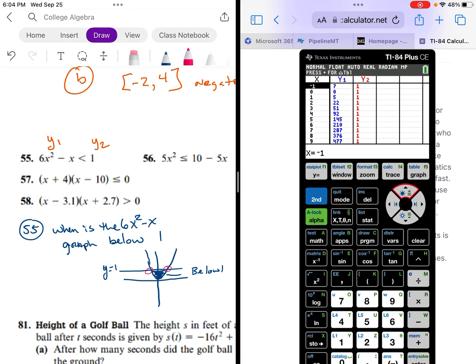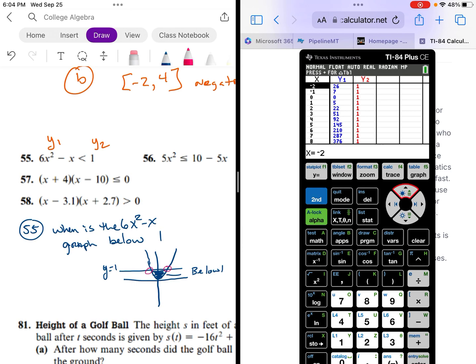And I want to look at what I have here and figure out when, and this is the challenge, my scale is going by ones on the x here. So we see at -1, I'm at 7. At 0, I'm at 0. At 1, I'm at 5. So really somewhere between -1 and +1 as x values is when we are below y is 1.